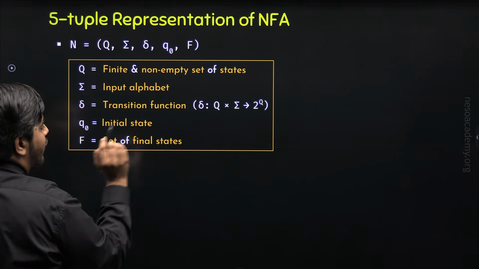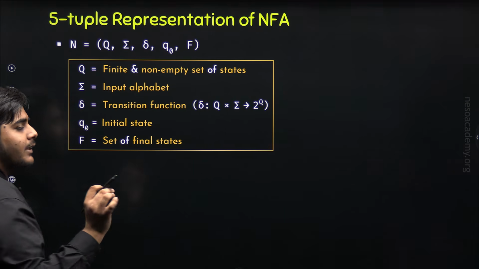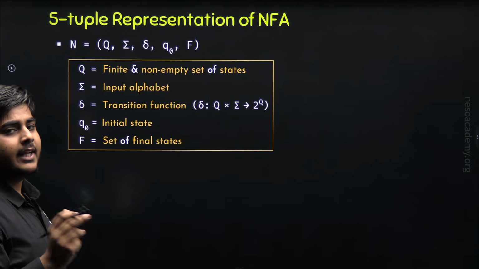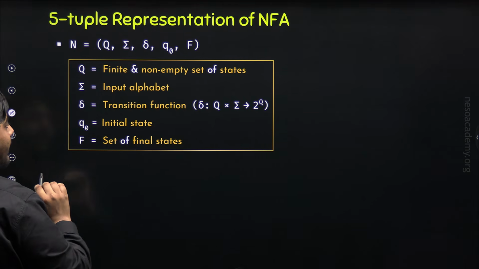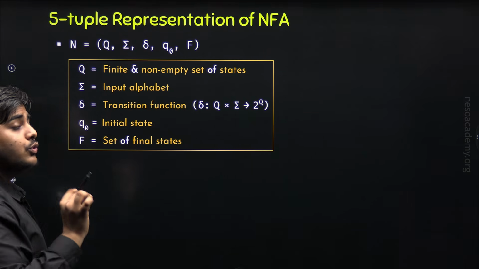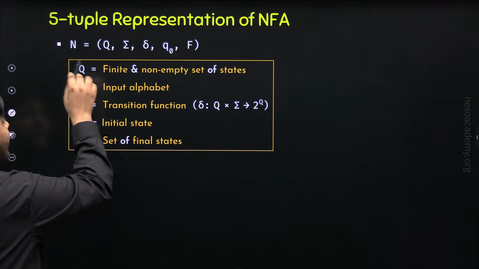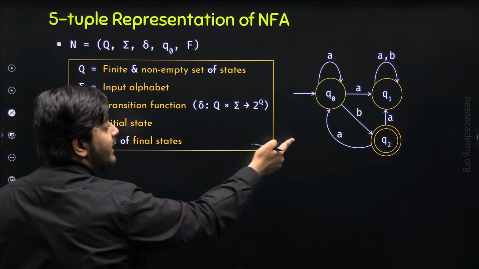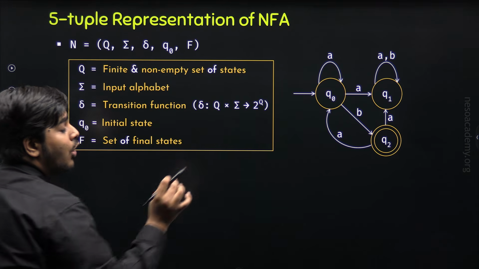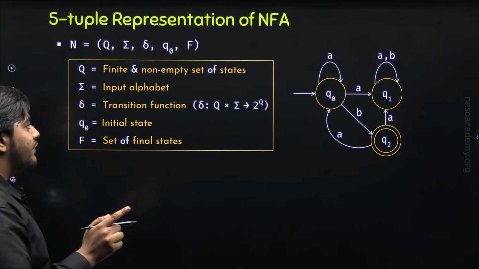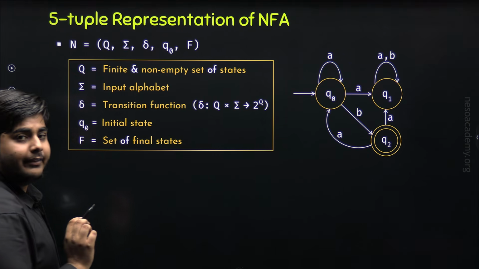Q0 is the initial state of an NFA, and F is the set of all the final states of an NFA. That means there can be multiple final states in an NFA like DFA. So these are the 5 elements of an NFA, and these 5 elements are used to completely define an NFA. Now we will find the values of each of these elements with respect to the given transition diagram of an NFA. So here I have taken an example of a transition diagram of NFA, and we will find the values of all of these elements with respect to this particular diagram.